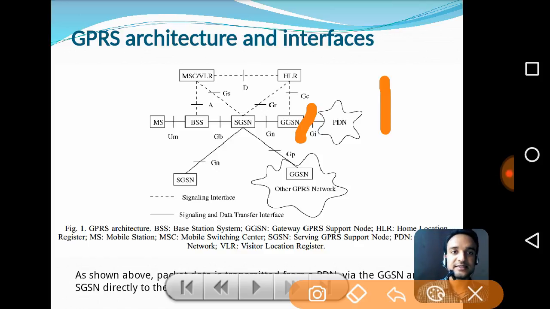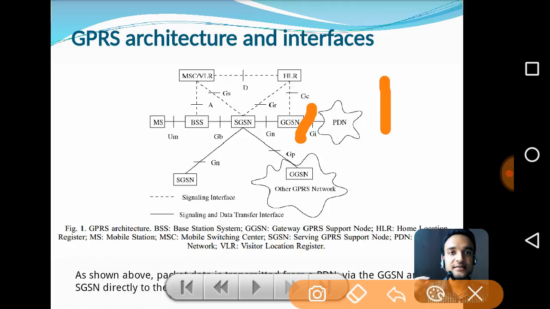In GPRS, the same work of the mobile switching center is done by the SGSN. S stands for serving GPRS support node. It serves, and as happens in GSM, where the MSC is connected to the base station, here also the SGSN, that is the MSC, is connected to the BSS, that is the base station system, and from that base station system the mobile equipment is connected, that is the MS, mobile station. So this is the complete architecture of GPRS.